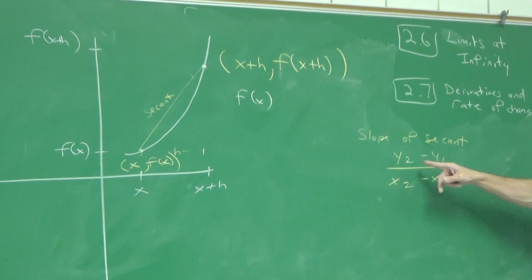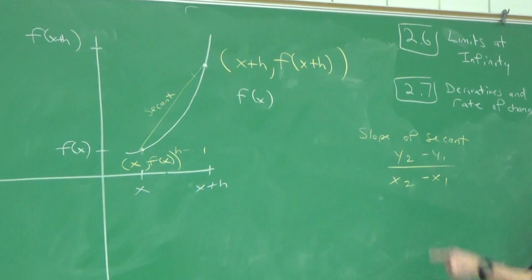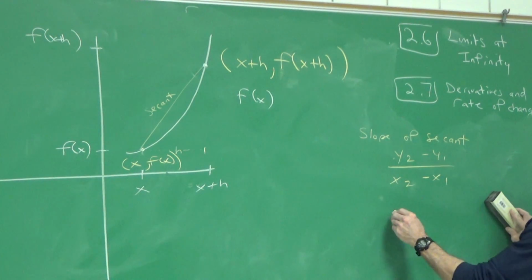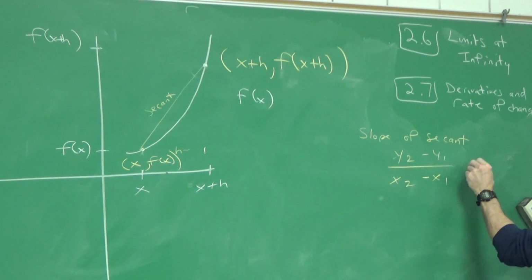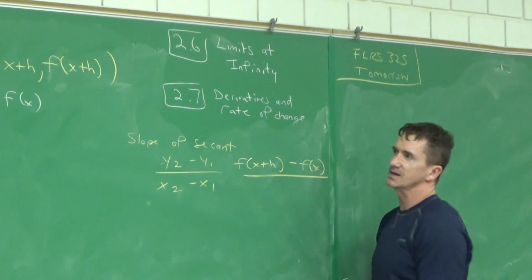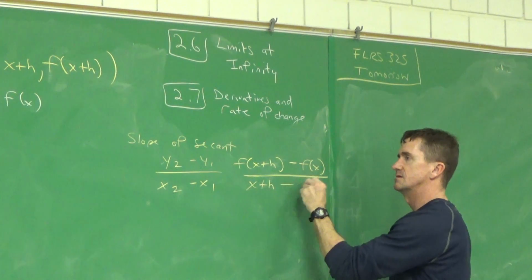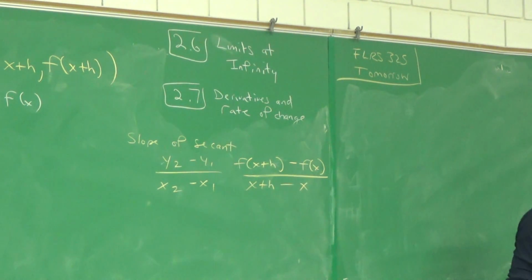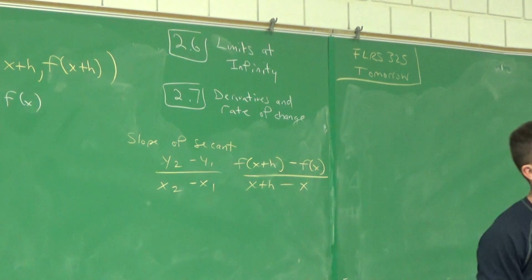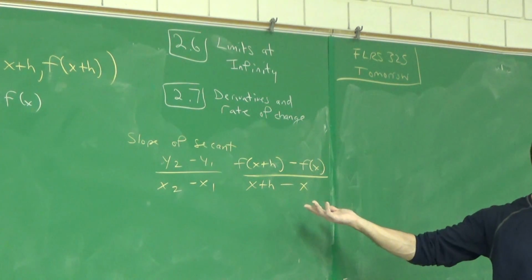All right, let's jam it all in here. And y sub 2 minus y sub 1, okay, slope of the secant, y sub 2 minus y sub 1, f of x plus h minus f of x. Now how about the x's? X plus h minus x. This is the math formula for slope of any secant, if we're dealing with this funny little h in there.